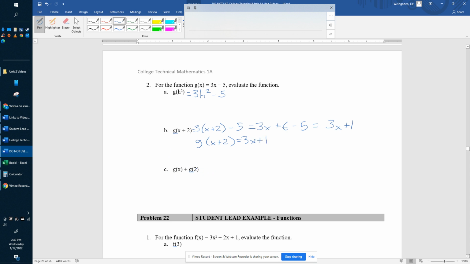Now we have g of x plus g of 2. Wait, which one do we plug into here? We have x, do we plug in 2? Do we plug in x plus 2? Actually, what it's telling us to do is plug in x for 1 and then add it to whatever g of 2 is. So we have to evaluate what g of x is, and we have to evaluate what g of 2 is, and then add them together. Well, g of x is already given to us, so that's nice.